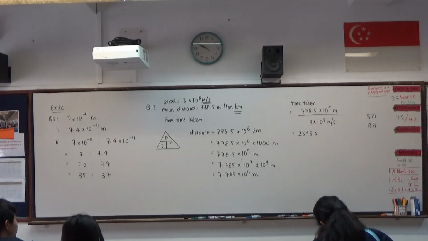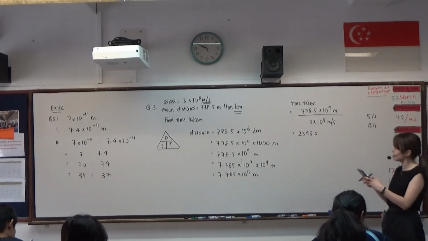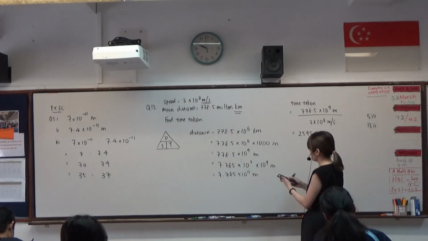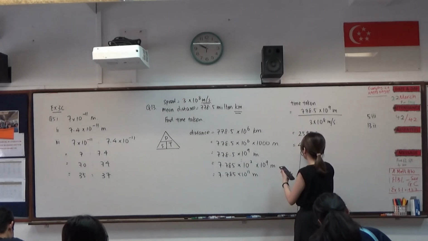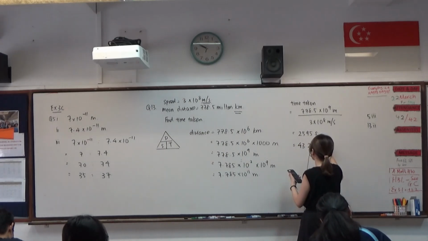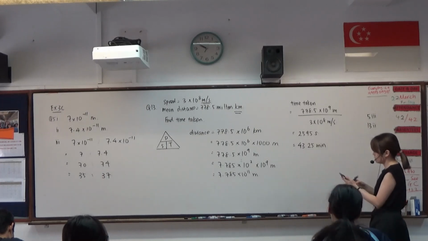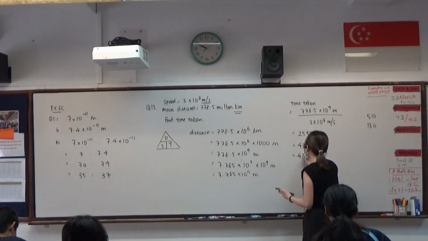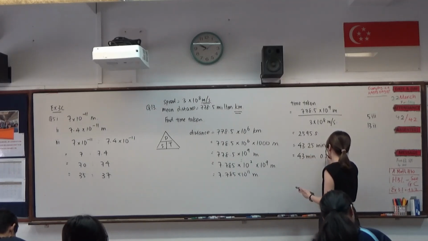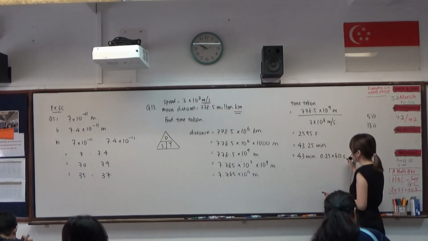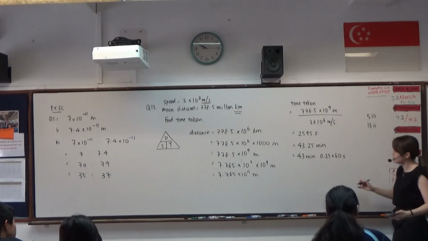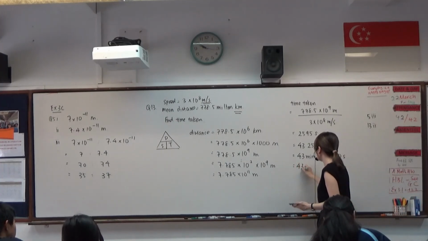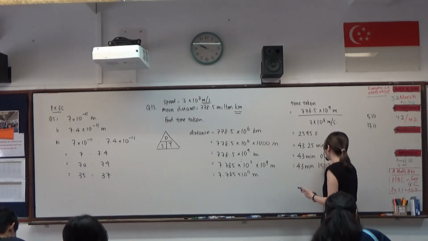Right? The question needs it to be in minutes and seconds. So 2595 divided by 60, that will give us 43.25 minutes. And 0.25 minutes, convert it into seconds, we times 60. So therefore 43 minutes and 15 seconds.